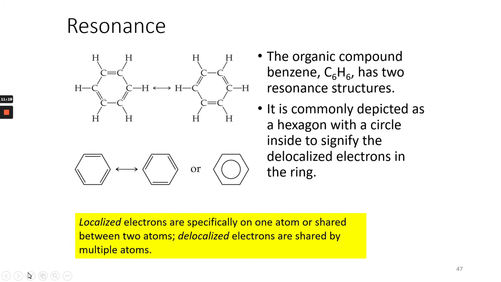So you'll see a lot of resonance structures in organic molecules. Here's an example of benzene, and you see you have this alternating double bond. So how is it represented when you're drawing it? Well, in organic chem, sometimes they'll draw a hexagon and show the double bonds here and here and then draw an arrow between. Or they'll just put a circle showing that the double bond is alternating. Again, localized electrons are specifically on one atom or shared between two atoms. They stay in that general area. If you have a delocalized electron, it could be shared by multiple atoms. They could jump around.